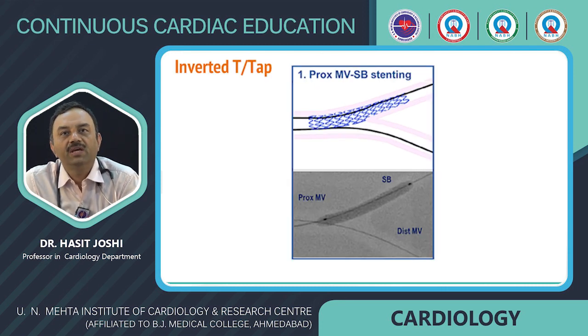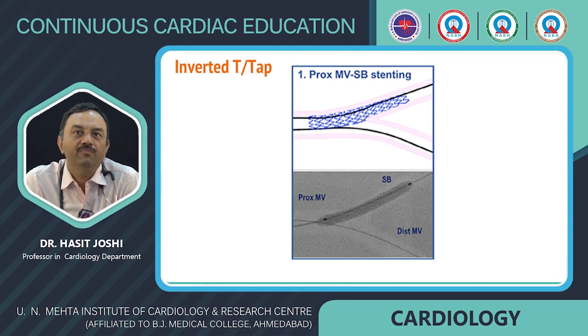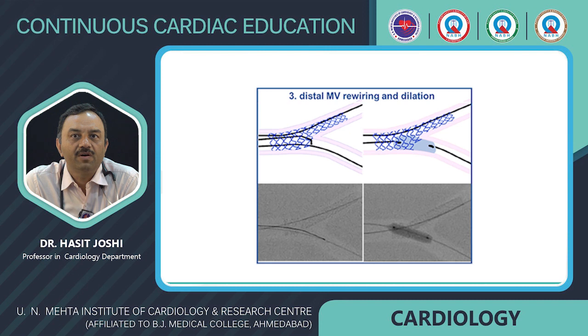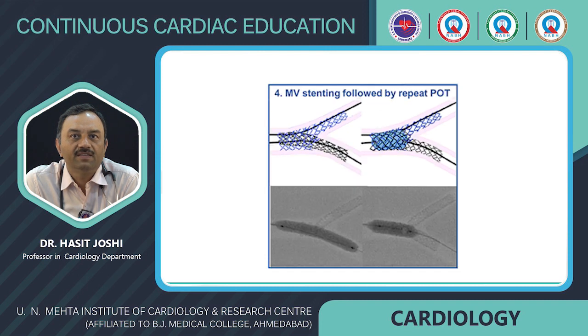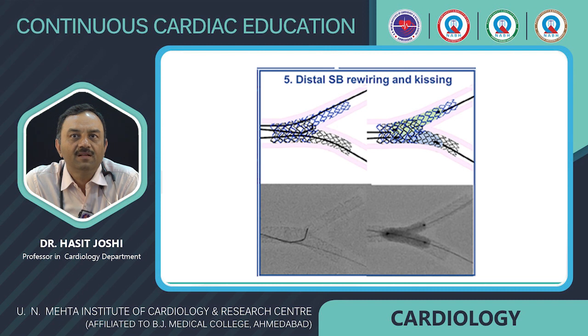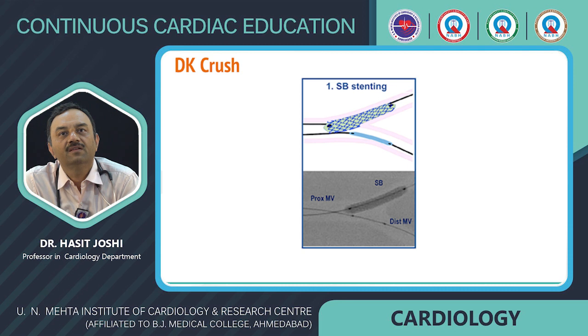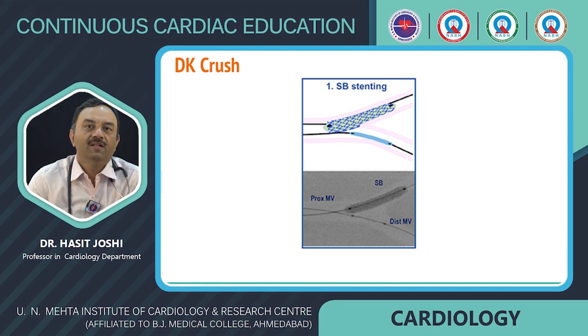Inverted T-tap, we can go for inverted T-tap when proximal main vessel to side branch stenting can be done. The stent size is 1:1 with the side branch. Then POT followed by rewiring of the main vessel. Then a stent in T or T-tap method. Then recrossing and final POT. Kissing balloon and final POT.